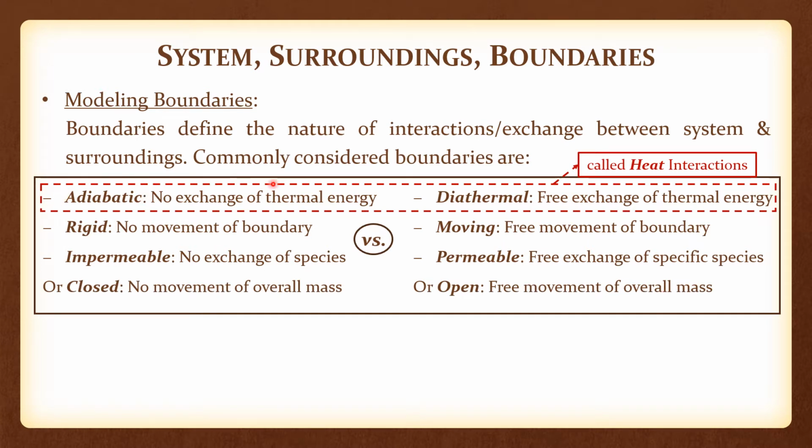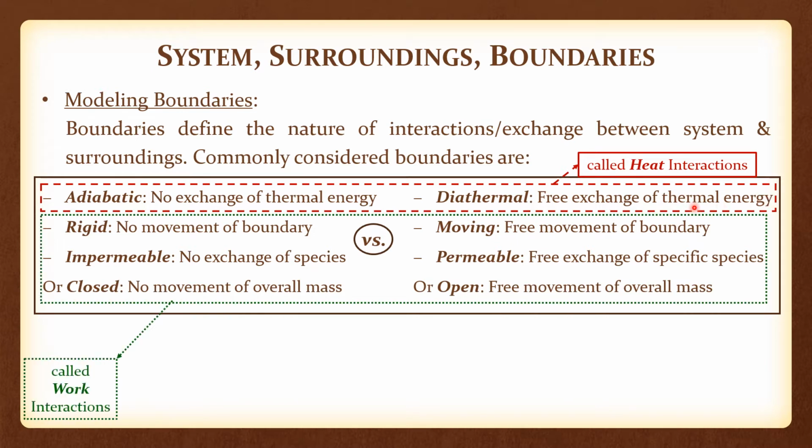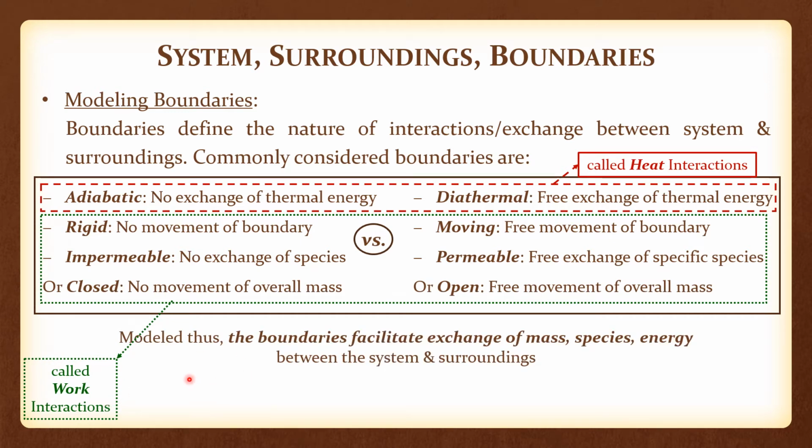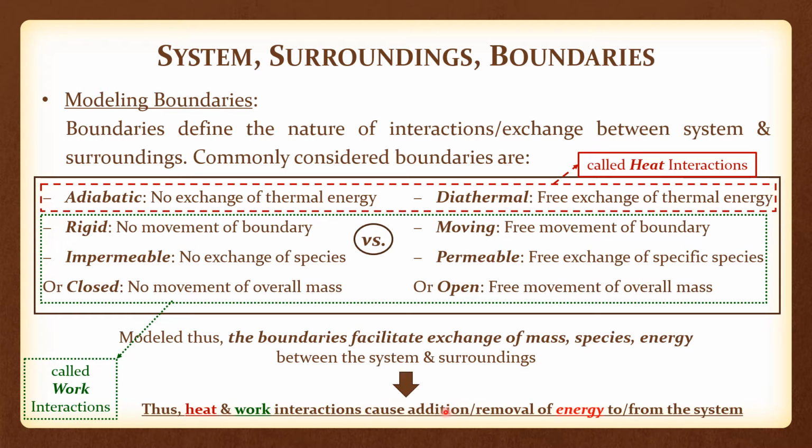Now, adiabatic versus diathermal. This set of boundaries and the interactions arising from these boundaries between system and surroundings are called heat interactions, which involve thermal energy. All the other interactions between systems and surroundings are called work interactions in thermodynamic parlance. So boundaries facilitate exchange of mass, individual species, and energy between system and the surroundings. And thus, heat and work interactions cause either addition or removal of energy to or from the system. So now we are coming into the core of thermodynamics, which deals with energy and its transformations and its exchange between systems and surroundings.